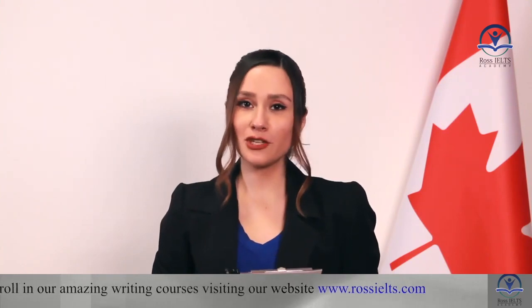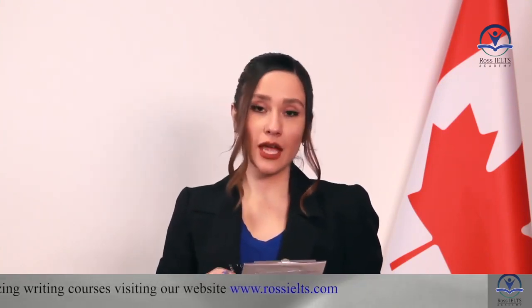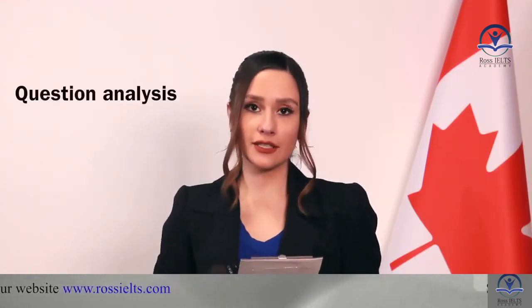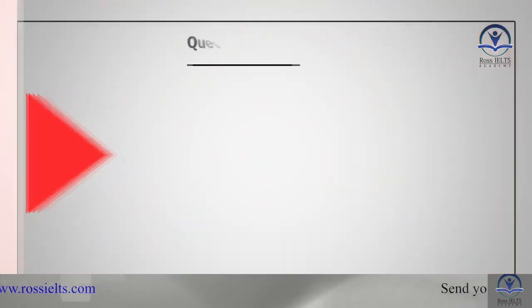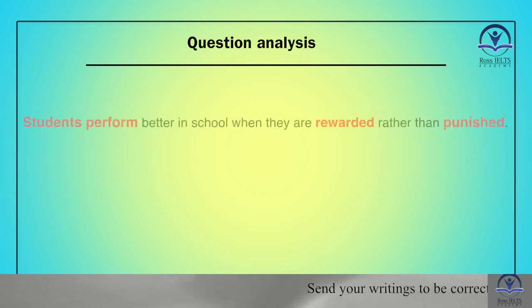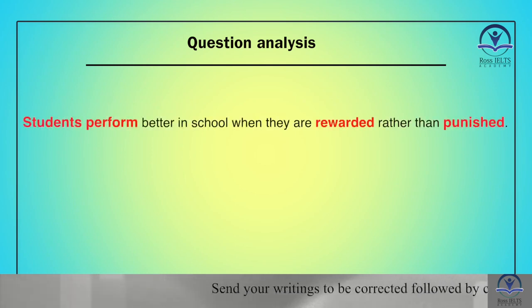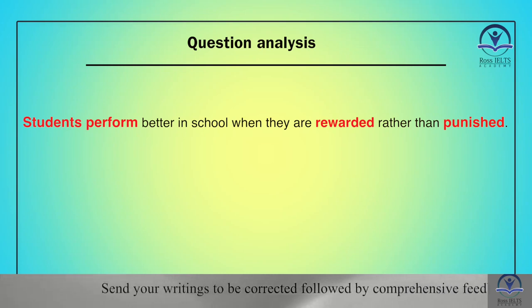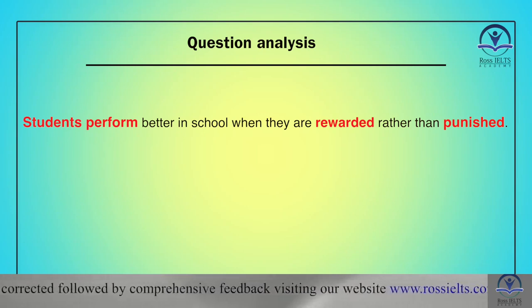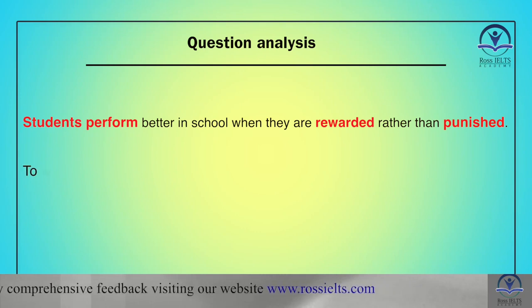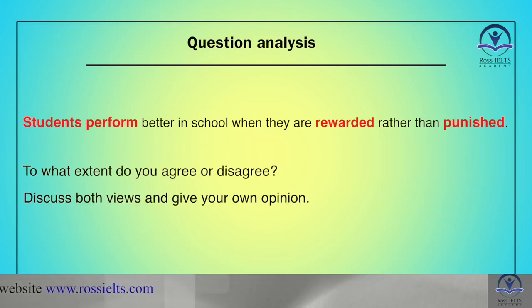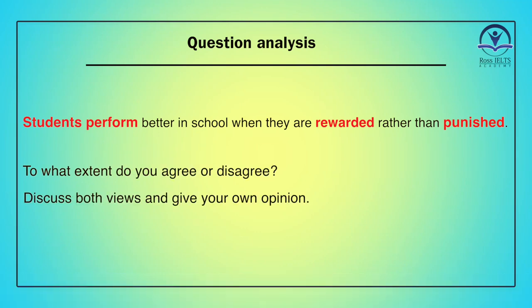Now that you have all this information, let's see what steps we need to take before we start to write the writing. The first thing you should do is question analysis. Let's see an example. Here we have a task 2 question. The question statement says, students perform better in school when they are rewarded rather than punished. We're also asked 2 questions related to the given question statement. The first one says, to what extent do you agree or disagree? The second one says, discuss both views and give your own opinion.